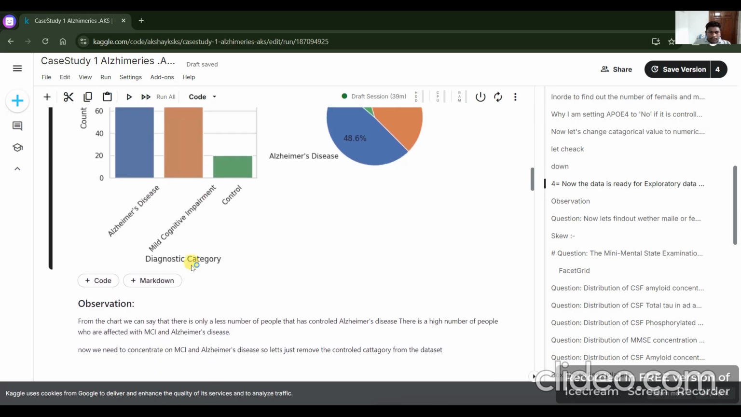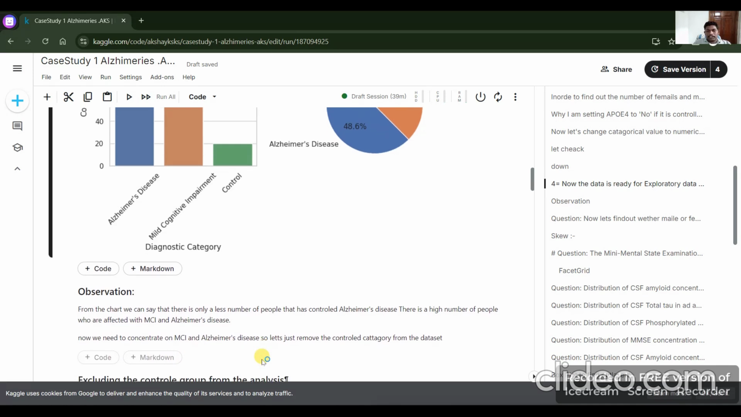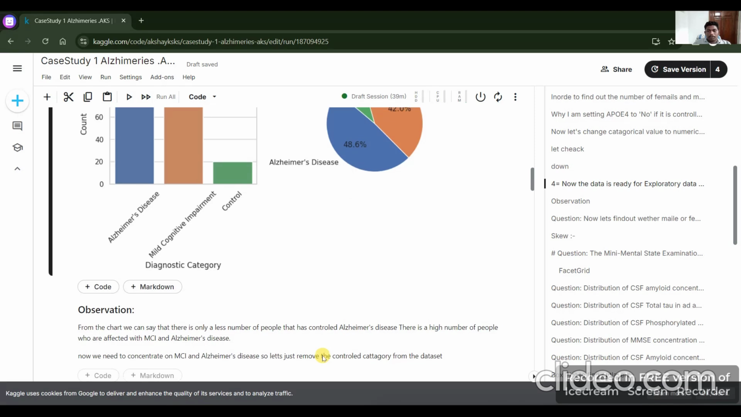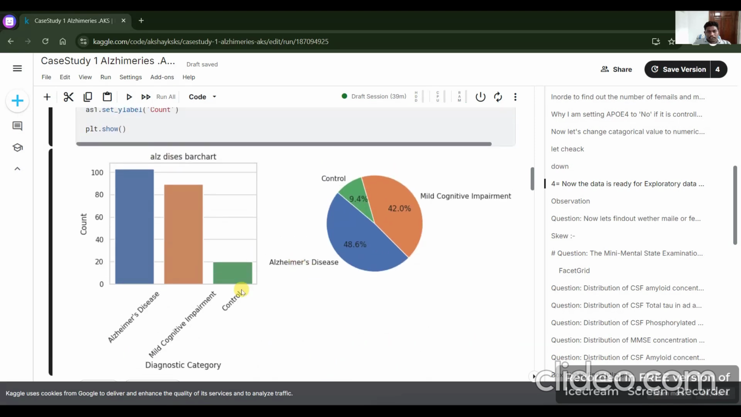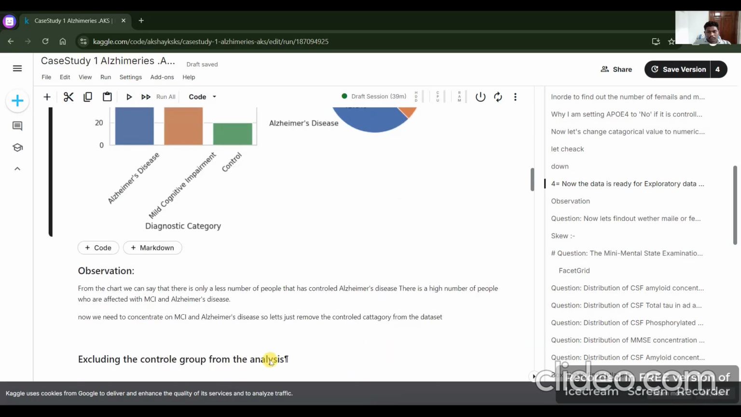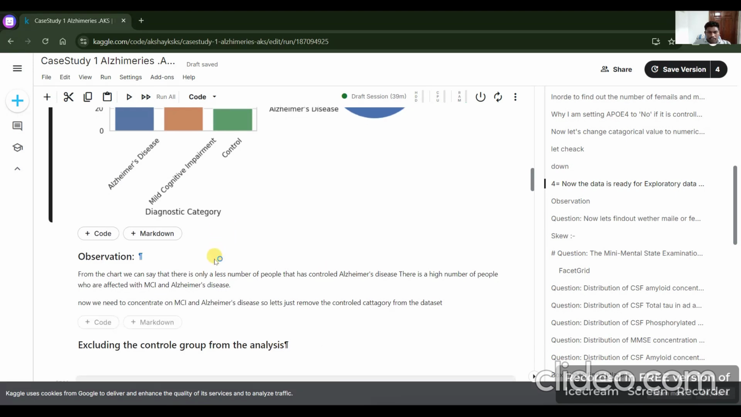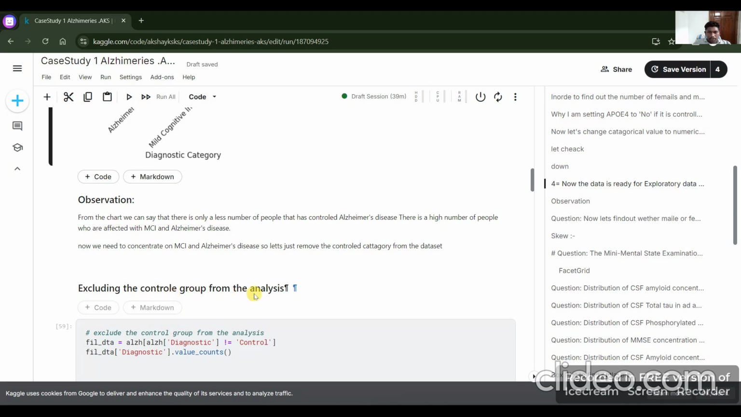And then the observation from the chart: we can say there is only a small number of people in the control group, and a high number of people affected with MCI and Alzheimer's disease. Now we need to concentrate on MCI and Alzheimer's disease. So let's remove the control category from the dataset.